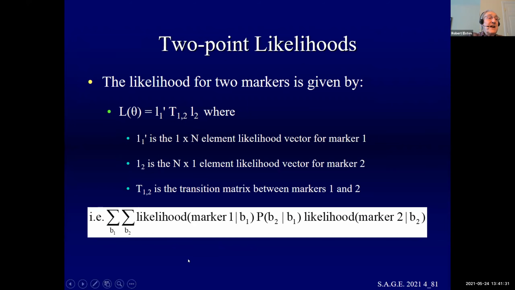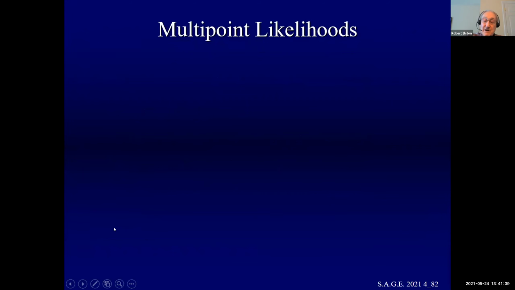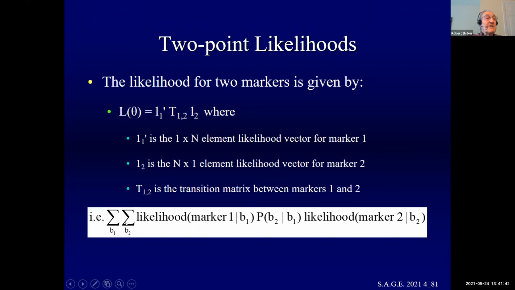In other words, what we're saying is, if you look at this carefully, what we're doing is summing over the bits at marker 1, the bits at marker 2, the likelihood of marker 1 given B1 times the transition going from one to the other, and times the likelihood for marker 2 at B2. That's exactly what this is. It's a scalar at the end. Okay, it's a quadratic form scalar. It's the quadratic form of this matrix in the elements of this vector here.